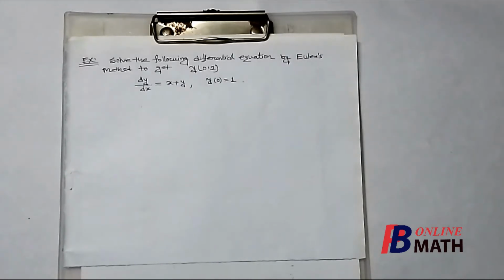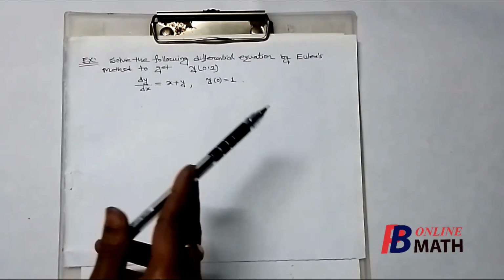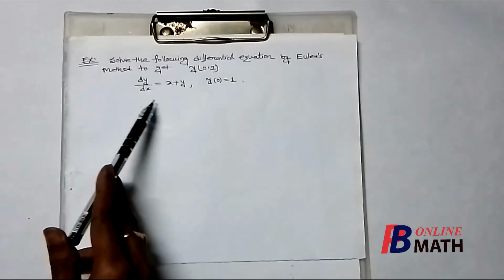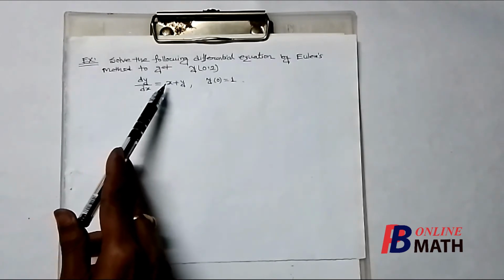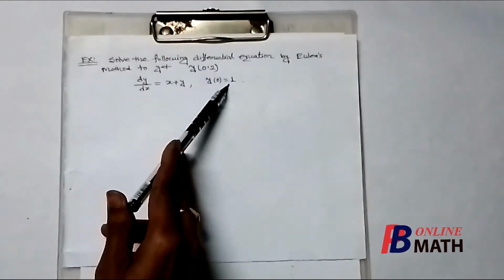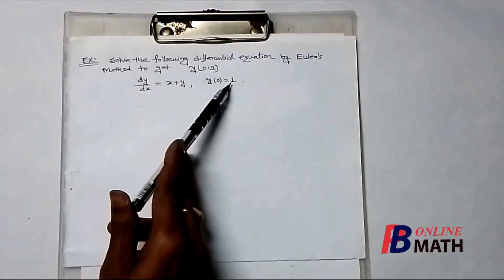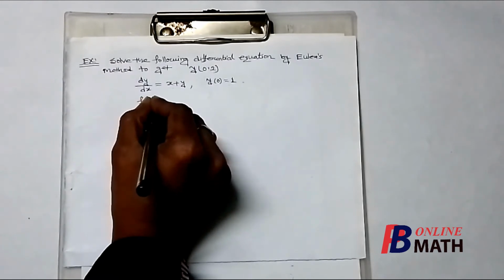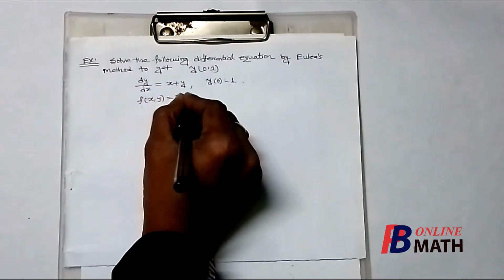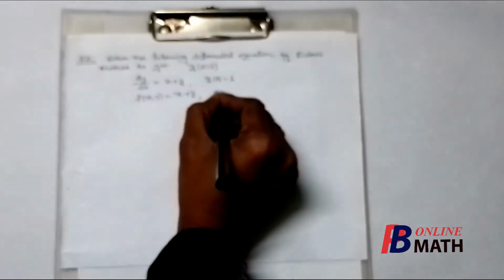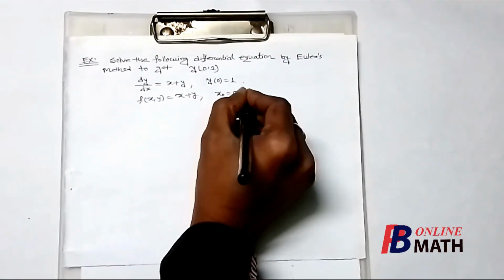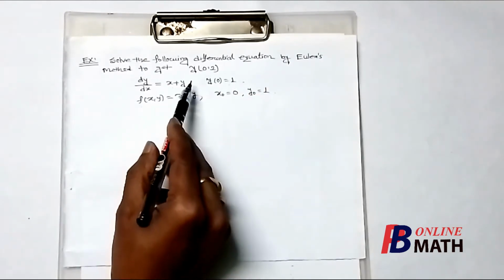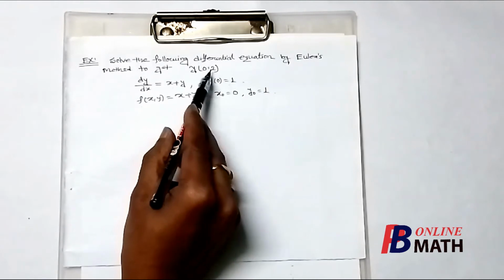Let us consider this problem. Solve the following differential equation by Euler's method to get y at 0.2 from the given equation. This equation is given: dy/dx equal to x plus y, y0 equal to 1. So the value of y at 0 is 1. So the function f(x,y) is given, it is x plus y, x0 is 0, and y0 is 1. We need to find the value of y at the point x equal to 0.2.